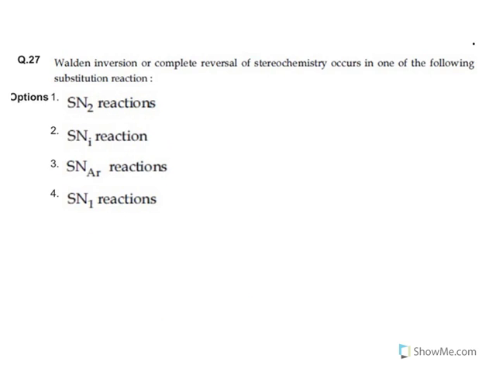Moving further. Walden inversion, or complete reversal of stereochemistry, occurs in one of the following. In order to understand this, you need to know what Walden inversion is. See, the answer is SN2 reactions, but how the reaction occurs, look at this. The SN2 substitution nucleophilic reaction is a classical reaction of alkyl halides. X, I have given as halide. Now, what happens is, this is hydrogen. A hydrogen atom is here. The other attachments are like this, and halogen is there.